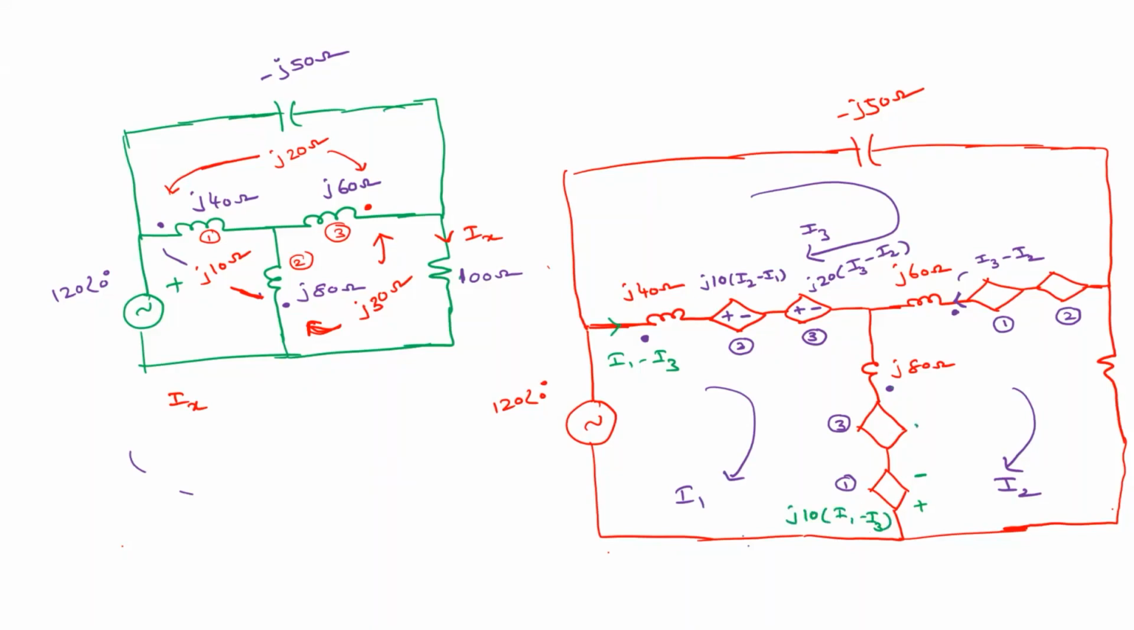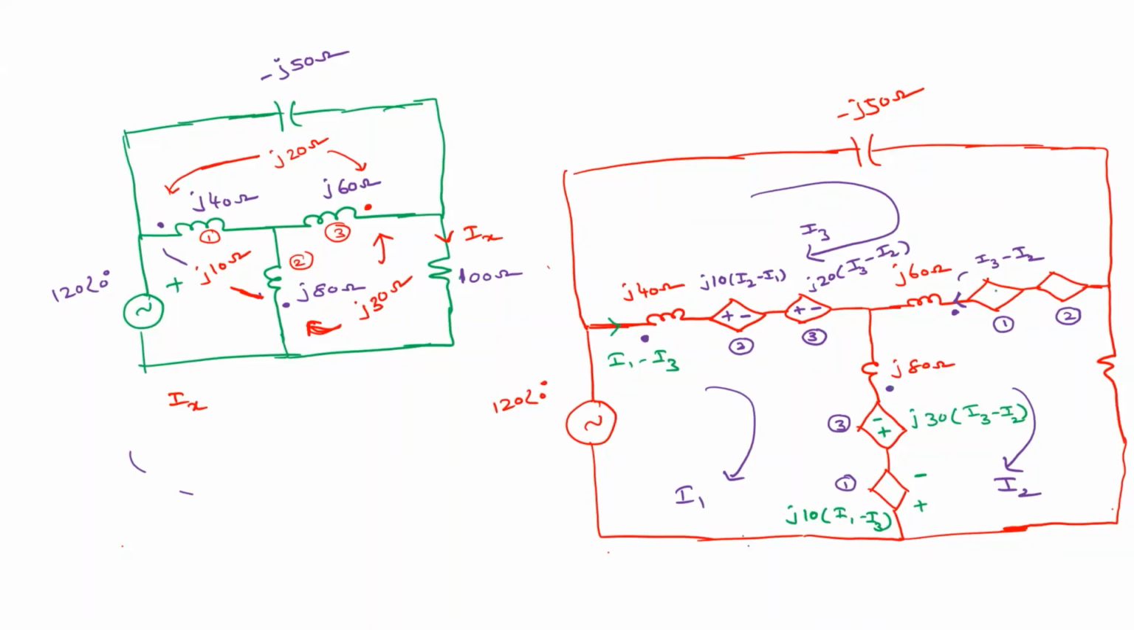Similarly here, minus plus, j30 into I3 minus I2. So this is 2 and 3, right? Yes, sir. It is entering, I3 minus I2. So what is the current here? If we assume this current is entering here, that means what is the polarity here? Minus plus, right? Agree? Yes, sir. Minus plus, what is its value? j30 into I3 minus I2.